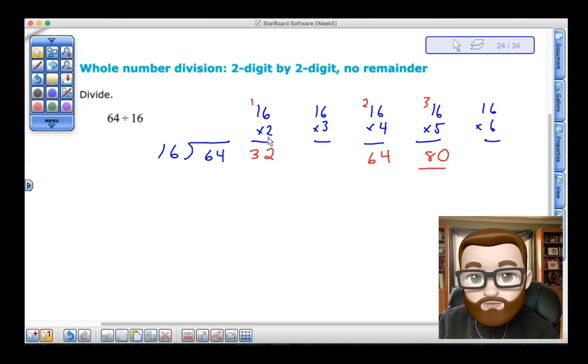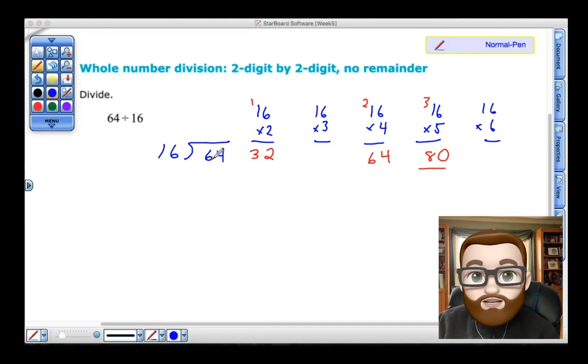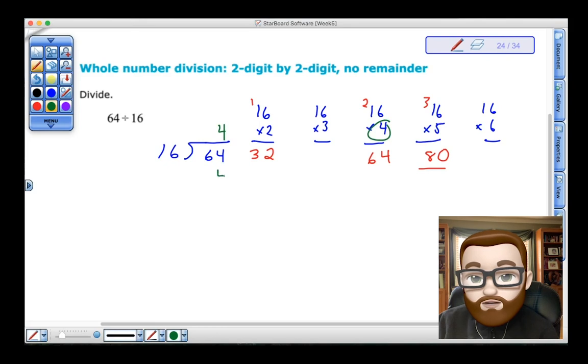So we did 16 times 2, we skipped over 16 times 3, 16 times 4, 16 times 5. So we're seeing how many times 16 can go into 64, and we already know that it goes in, I'll do this in green this time, 4 times. So 16 times 4, I'll double check this again, 4 times 6 is 24. So there's the 4, the 2 comes up here. 4 times 1 is 4, plus 2 is 6, and it matches up. So our answer here is going to be 4.